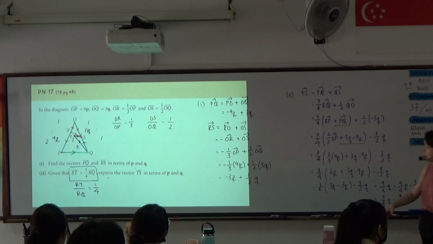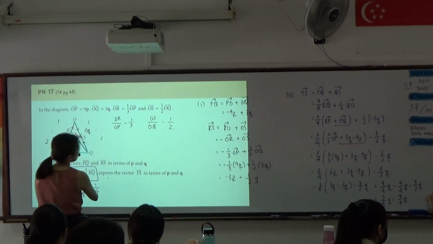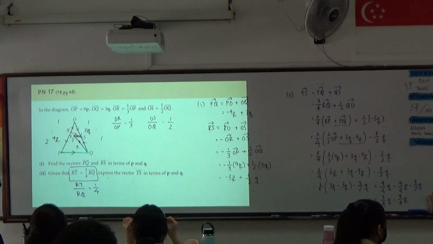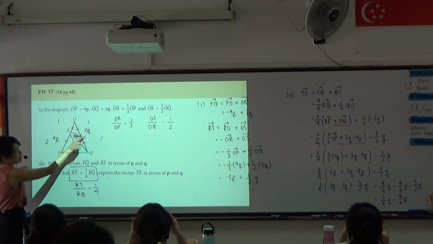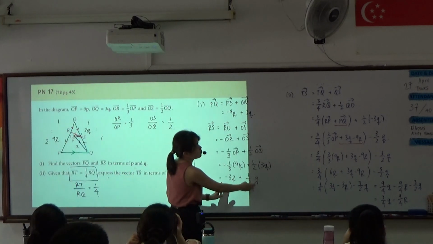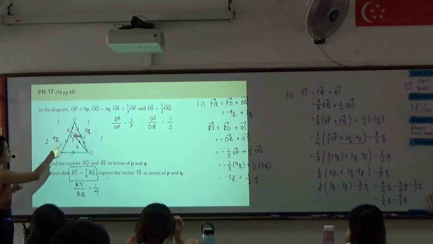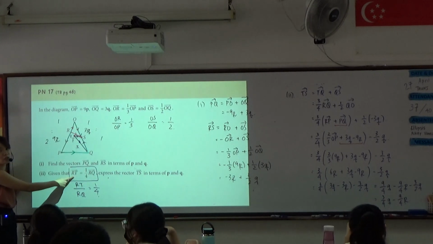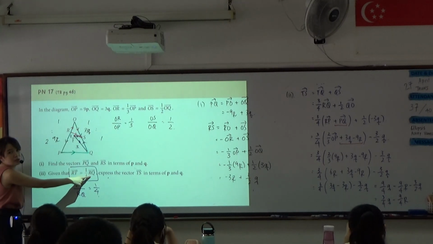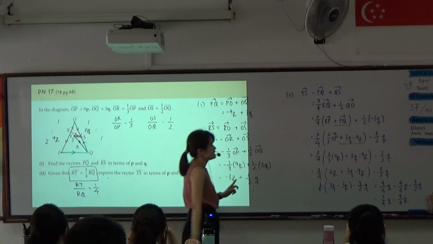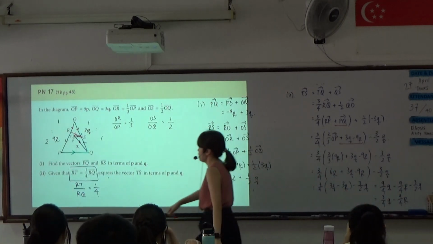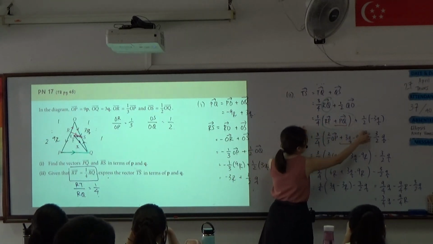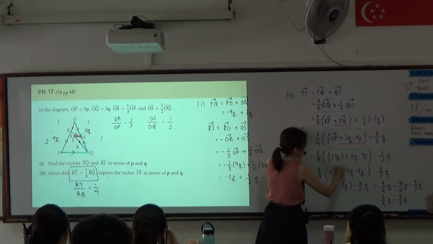So even if you were to decide that you don't want to find TS by taking TQ plus QS, you want to go the other way round, which is to do TR plus RS. While yes, we have RS over here, for us to find out what is TR, we still have to make use of this information, and this information requires us to know what is RQ.